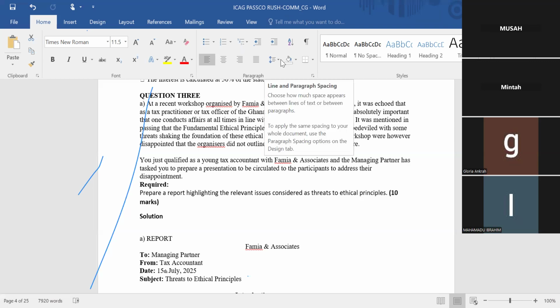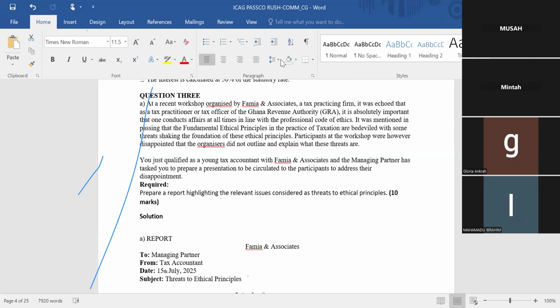Place it all together. Now, these are the ethical principles that guide accountants. But they are also threats to the independence of the accountant, or the tax consultant, or the officer of the Ghana Revenue Authority, or the tax practitioner. And what are the threats? We also have about five or six threats to the independence of the tax practitioner or the officer of the Ghana Revenue Authority.